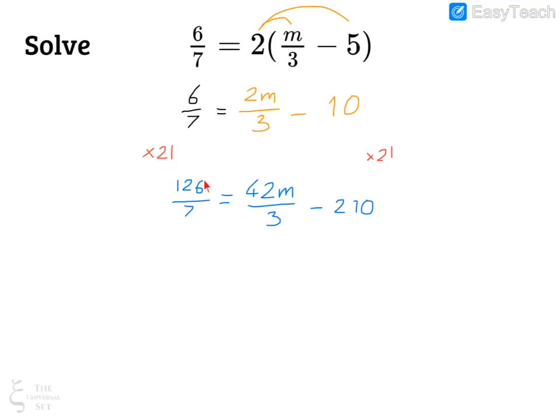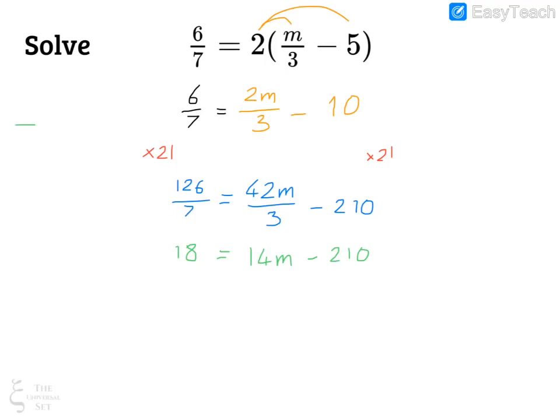So 126 divided by 7, I think should give us 18. But maybe I'll reach for the old bus stop again just to double check. So I think the answer there is 18. 42 over 3, that's going to be 14m, take away 210. Just going to double check my division over here.